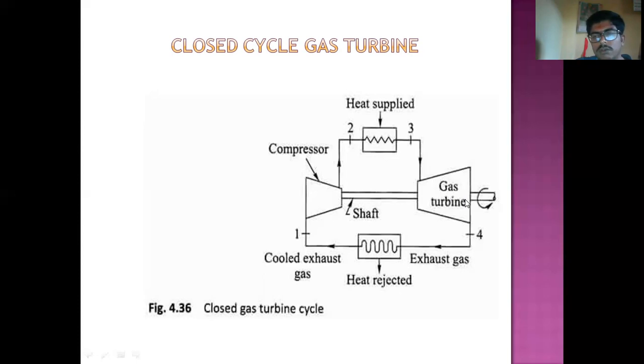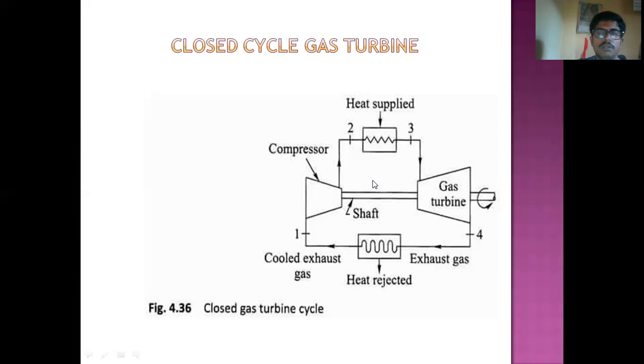The exhaust gases released from the gas turbine flow into the cooler. There the heat is removed from the gases. After removing the heat, the gas is at low pressure and low temperature. The low pressure and low temperature gas again flows into the compressor for the next cycle. In this way, the same working substance is recycled.